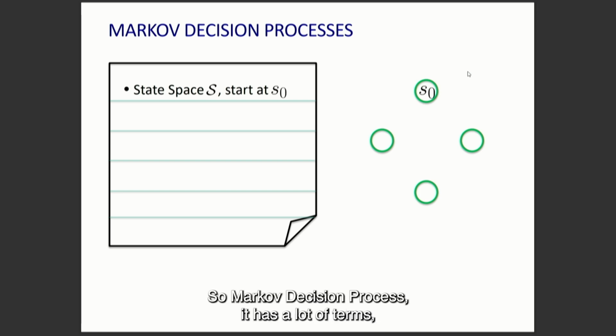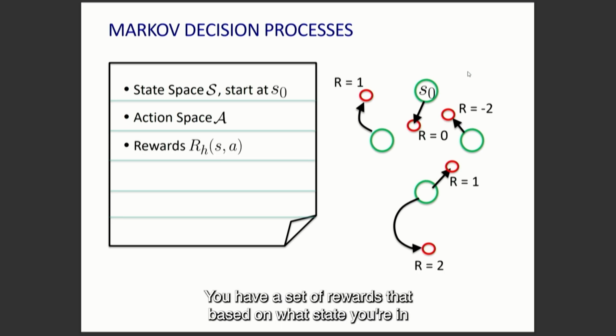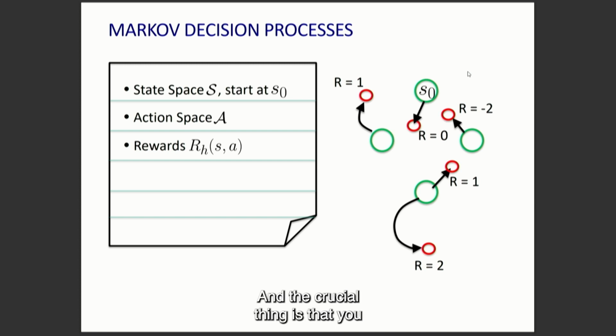So a Markov decision process has a lot of terms, but it's a very natural thing, because at the end of the day, it's like a driven Markov chain. You have a state space S, you have a distinguished starting state S naught. You have an action space that tells you what actions you can play at each state. You have a set of rewards that, based on what state you're in and what action you play, tell you how much you profit. And the crucial thing is that you have a set of transition probabilities too.